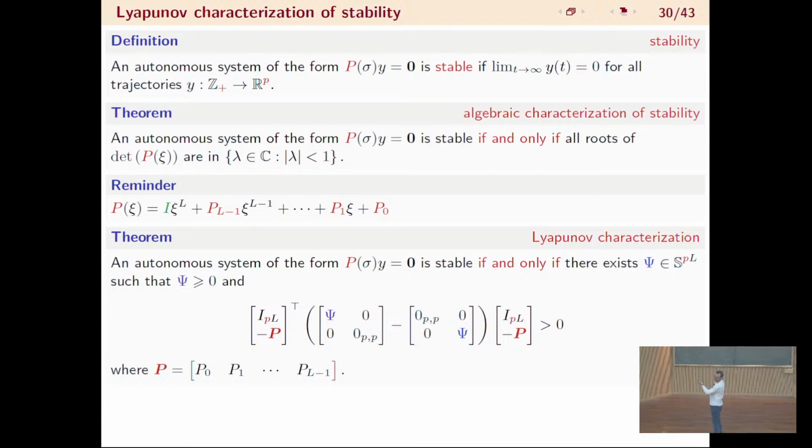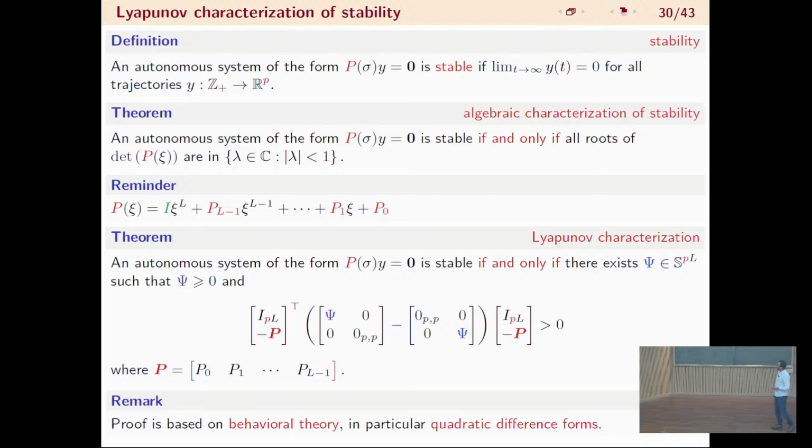Since the highest coefficient is identity, it is automatically non-singular, because of this identity here. But if I have PL here, then I need to assume it is non-singular. And so I have a Lyapunov characterization for stability of higher order systems. What do I do? I take these coefficients, put them in a matrix, bold P, and then I look for a semi-definite psi which satisfies this inequality.